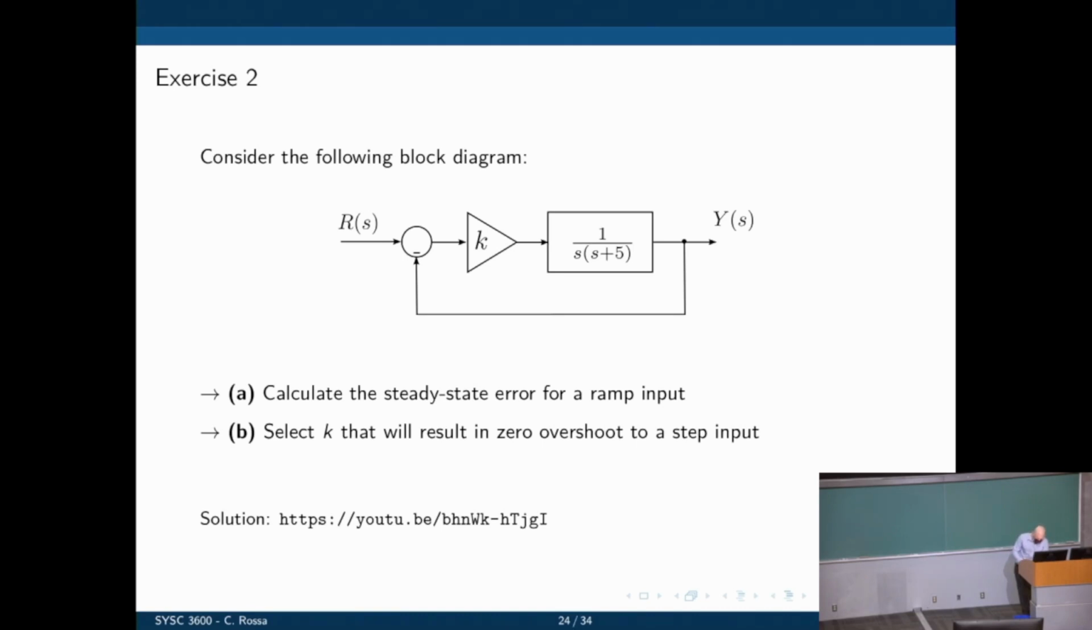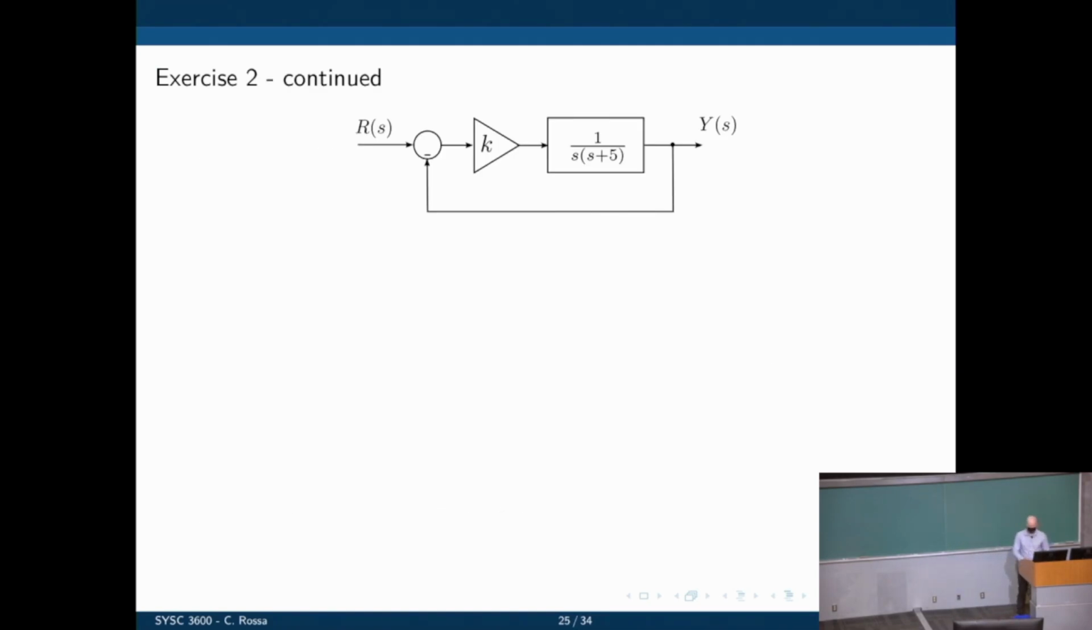Calculate the steady state error for a ramp input. So R of t equals t, and R of s equals 1 over s squared. And select the value of K that results in no overshoot to a step input. All right, so let's do that. So let's start with the steady state error. So we are applying a ramp input to the system. R of s is 1 over s squared.